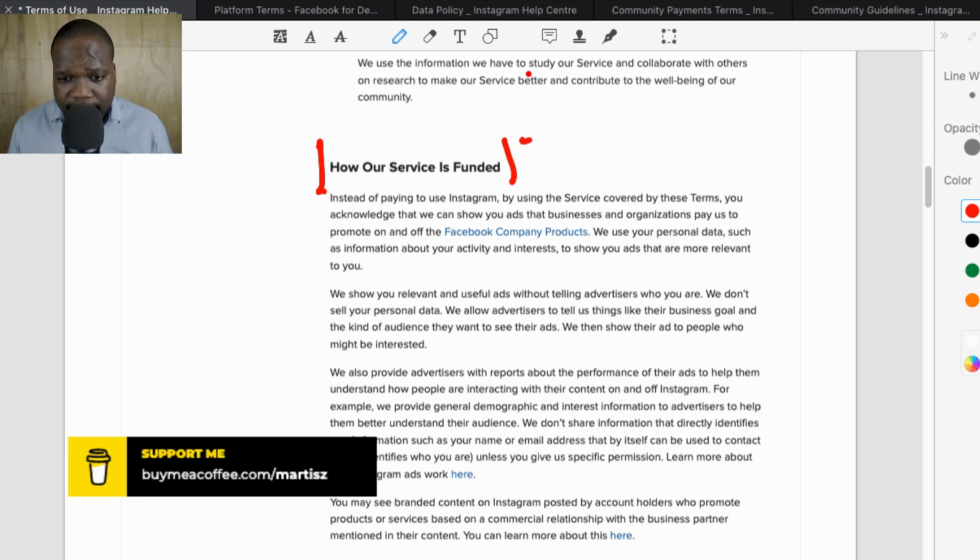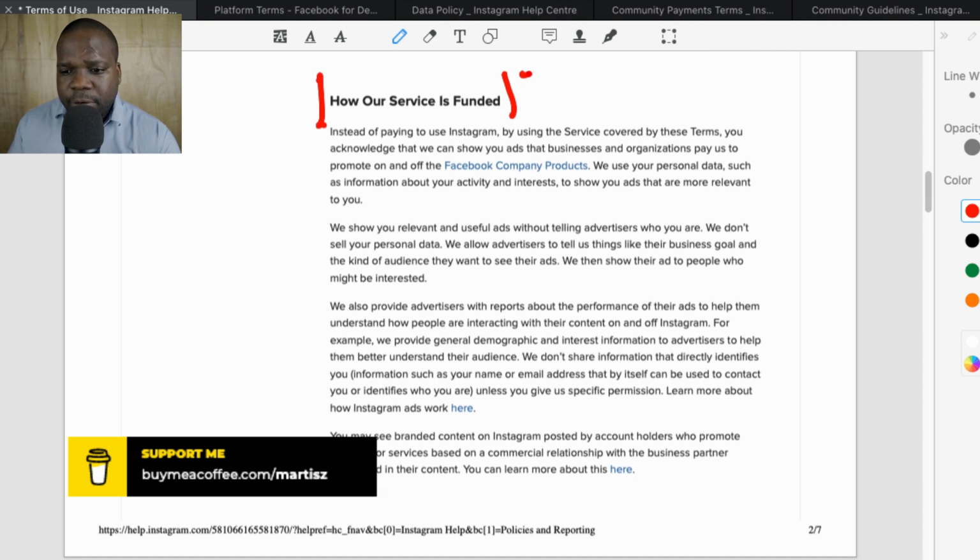And here they are saying how it's funded. You can read it here. I'll read it for myself, and you can also read it for yourself. Instead of paying Instagram, by using the service you acknowledge this.